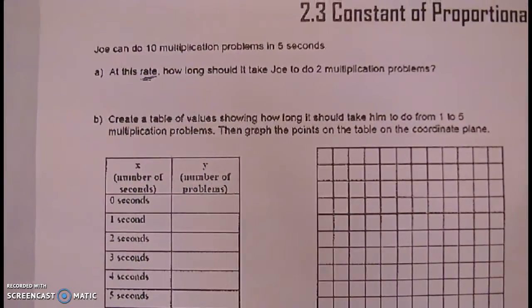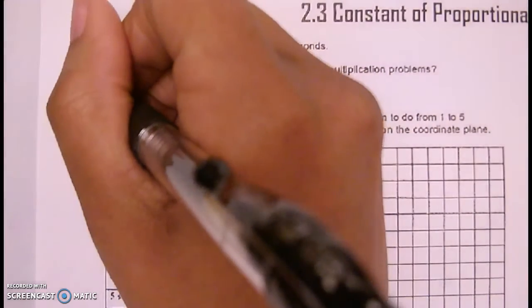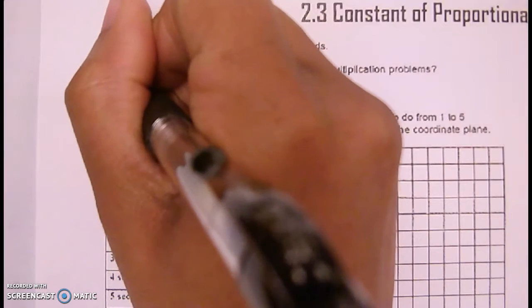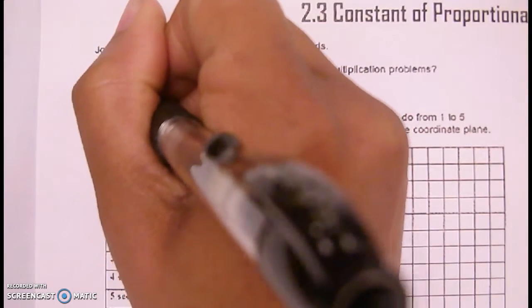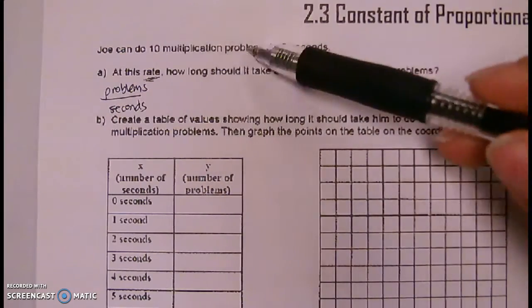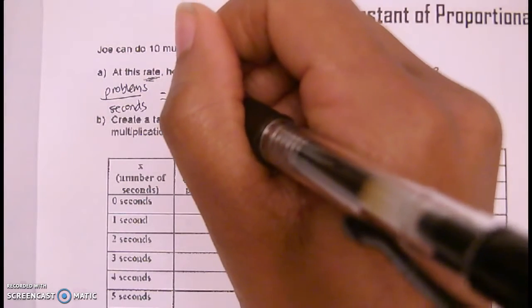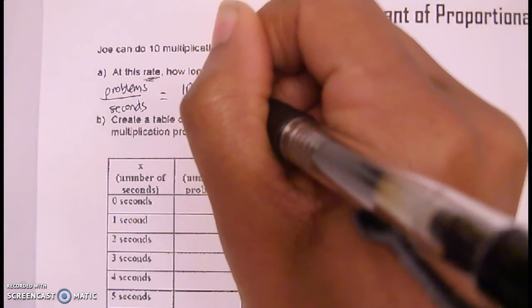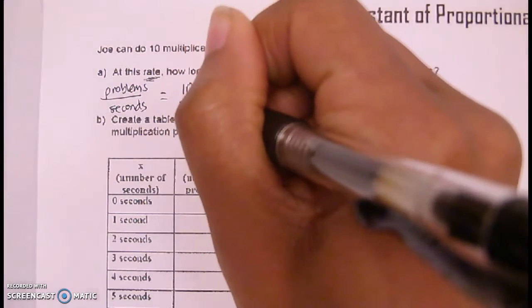Well, first off, we want to set up this rate in word form. So we're going to put problems over seconds, because that's what we're looking at here. He can do 10 problems in 5 seconds. And so we're going to come over and write 10 problems in 5 seconds.